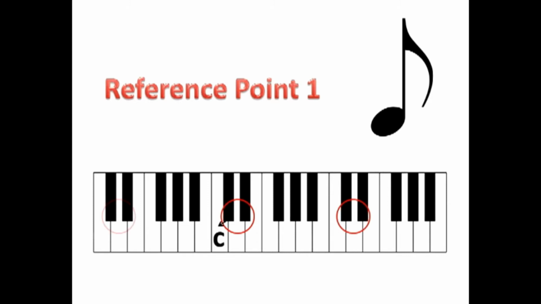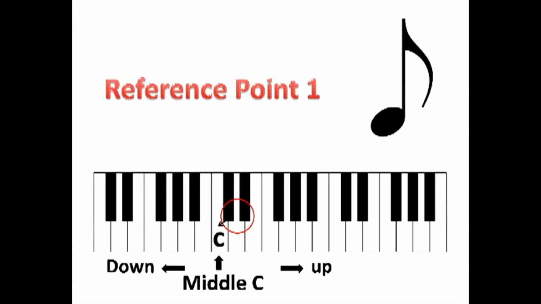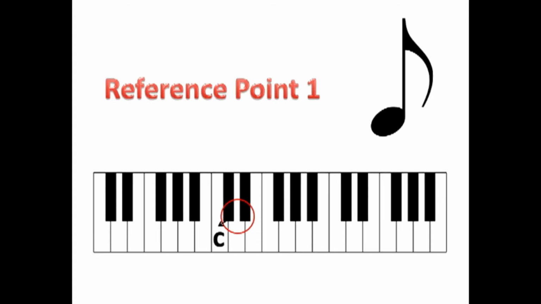This is what I want you to do. Find every set of 2 black keys and look to the immediate left of them. Like I just said, that is the note C, and it's a white key. Find all your C's on your keyboard. Play each one of them and count how many you have. When you are learning the keyboard notes, C is the starting point.